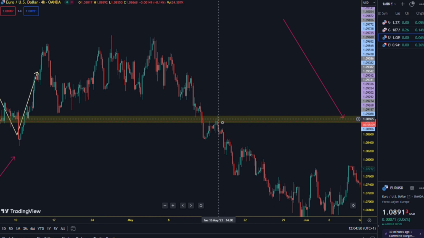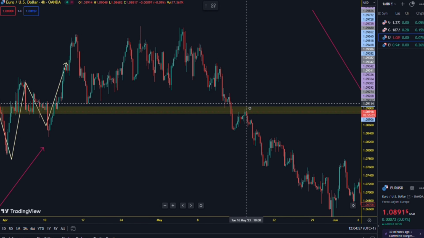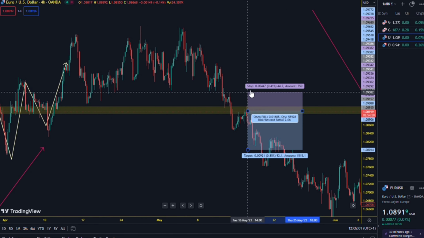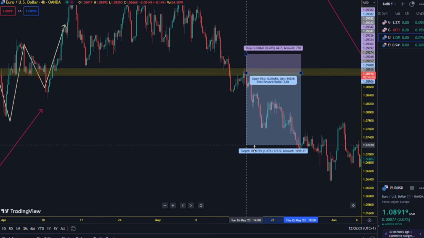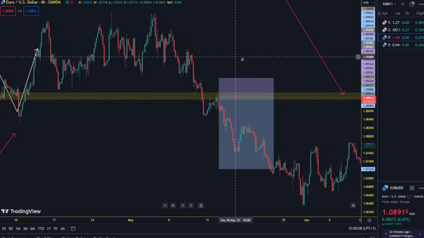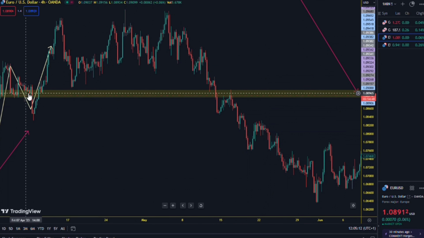Now let's say you're waiting for price to come back to this point here to have a retracement. You would have an entry at this point, your stop loss somewhere around here, and your TP anywhere you want to put it to the downside. So that's how we use the past to predict what's going to happen in the future. Right there, this has become a key level.